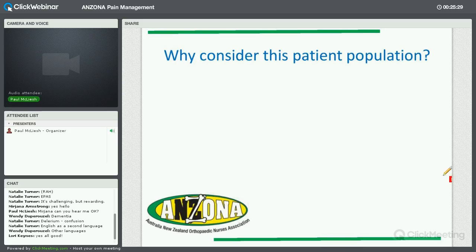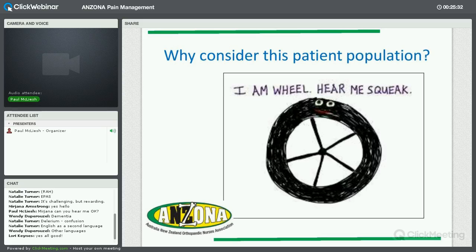The other reason I considered this patient population was because, unfortunately, sometimes the squeaky wheel gets the oil. So if you imagine a 6-bedded bay in orthopaedics, in the first bed there's a young guy, he's 20 years old, he's got a fractured femur and he's in a lot of pain, and he's yelling out and screaming and carrying on and telling you that he's in a lot of pain. Any nurse that's looking after that bay knows that young guy is in pain and he needs his pain managed.